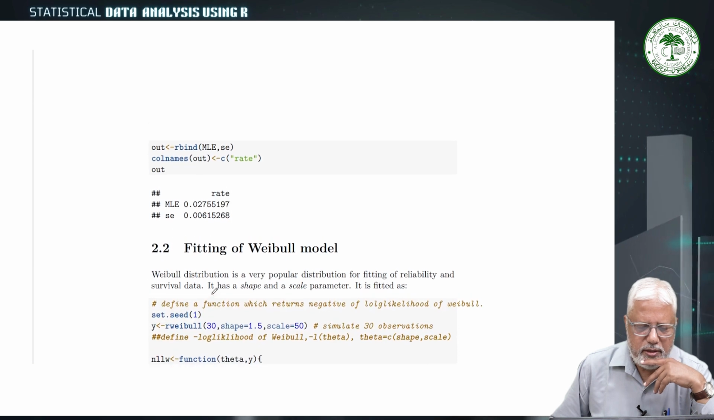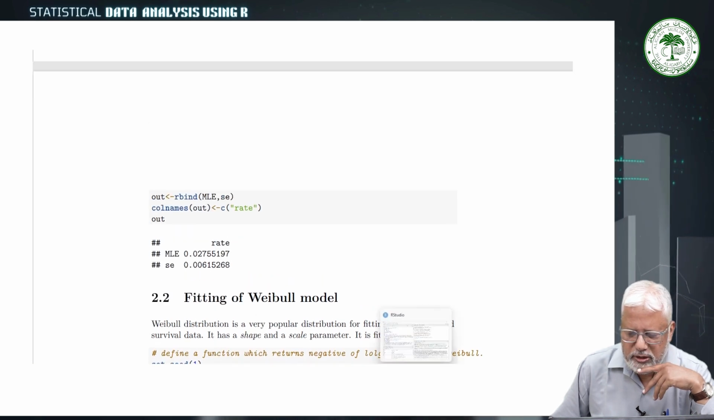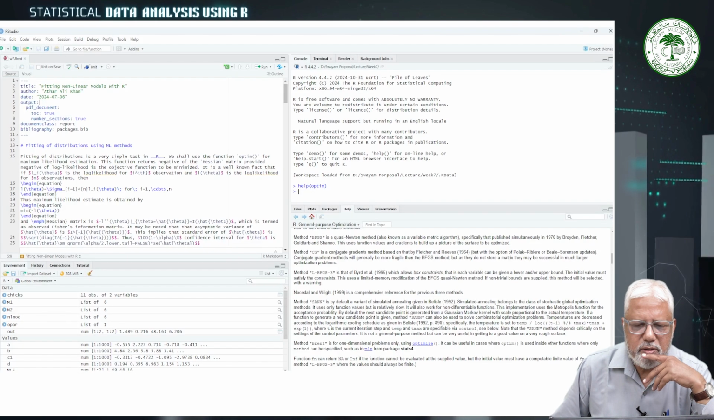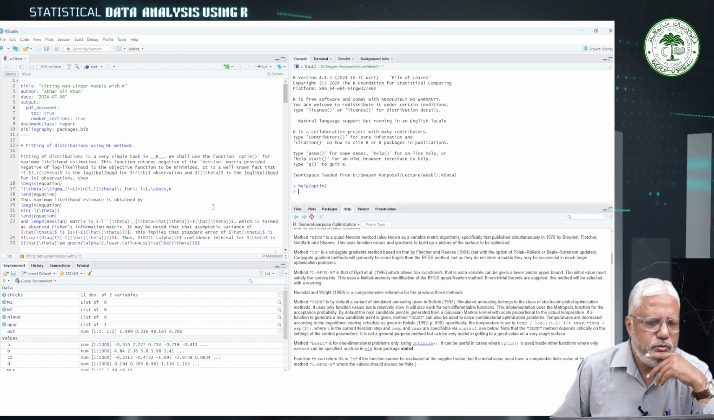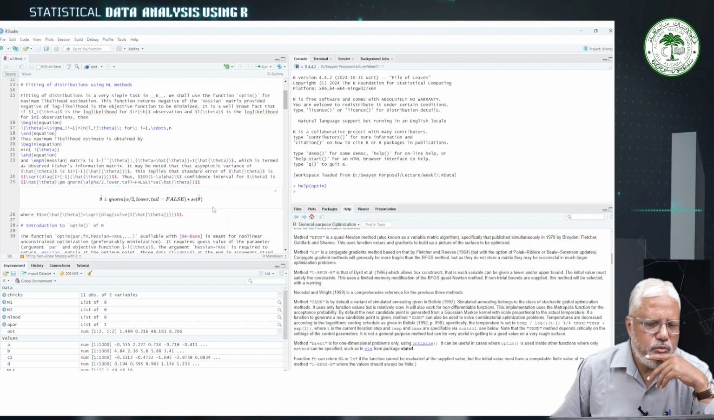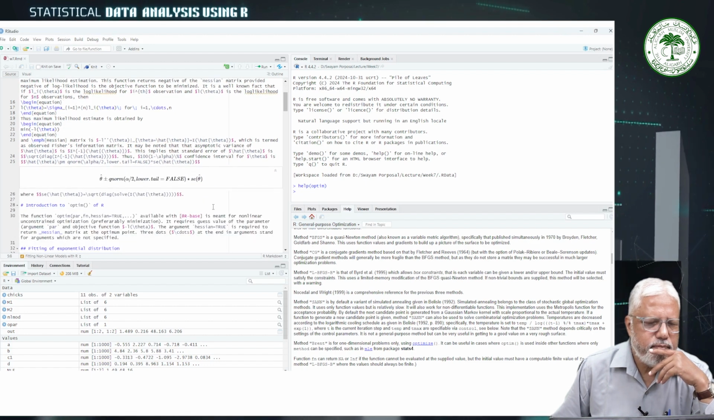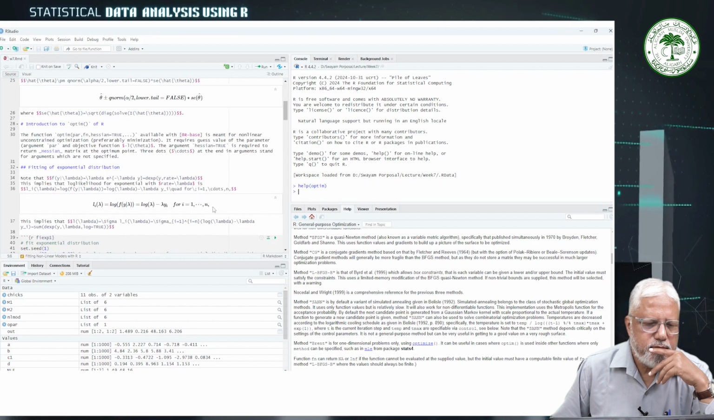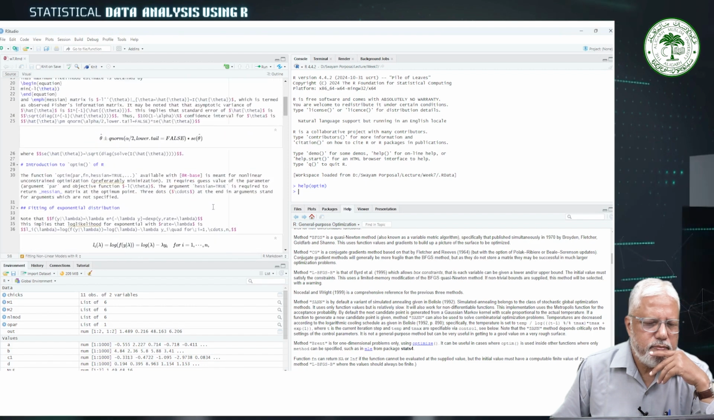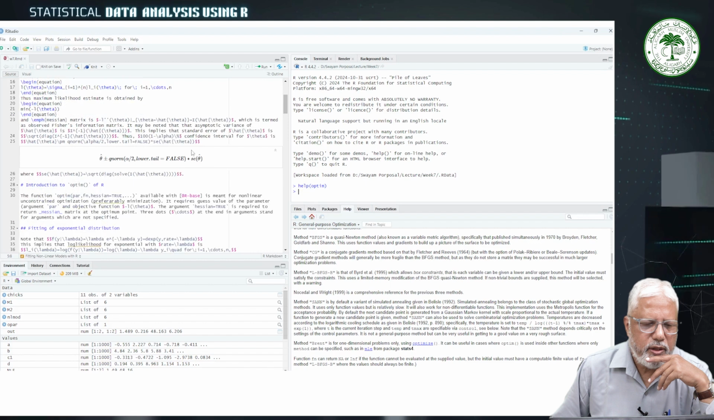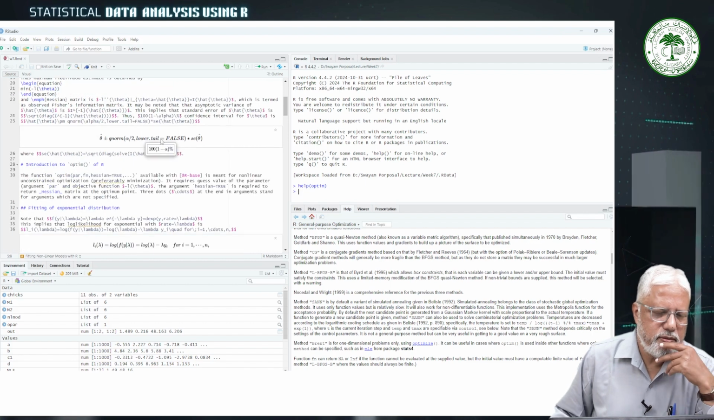And suppose we want to do these things, here what we have to do, see, all these theories are given here.